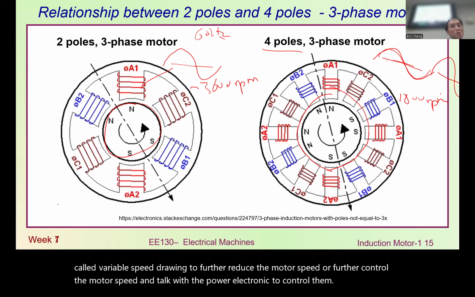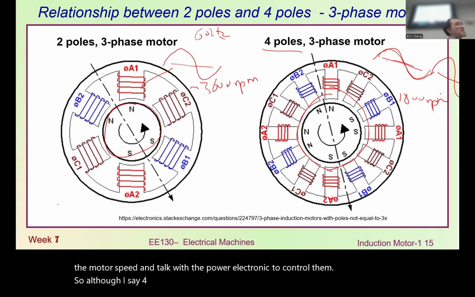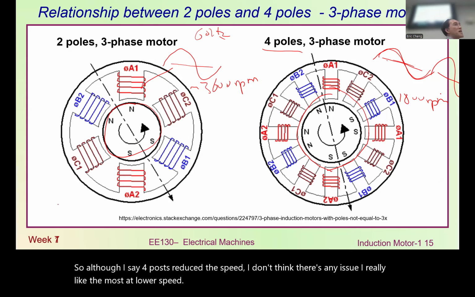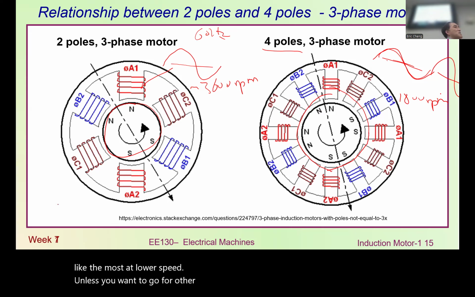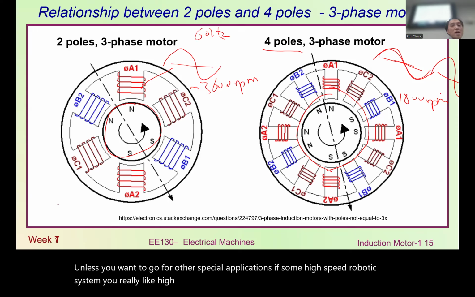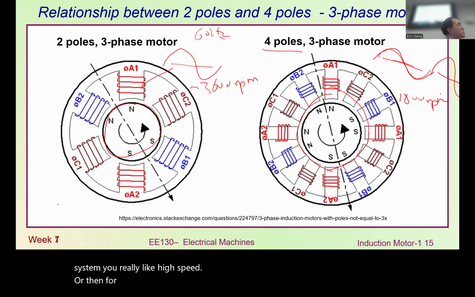So although I say 4 poles reduce the speed, I don't think there's any issue. I really like the motor to have lower speed, unless you want to go for other special applications, like some high-speed robotic system, where you really like high speed. Or then for instance, wind power generation, you can see that the wind turbine rotation speed is only 100 RPM.